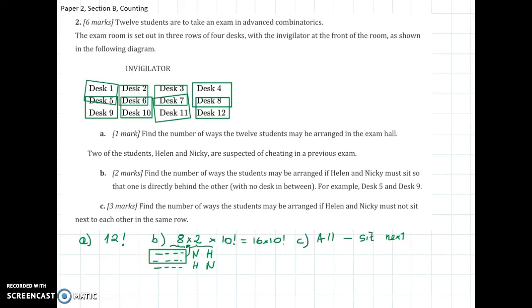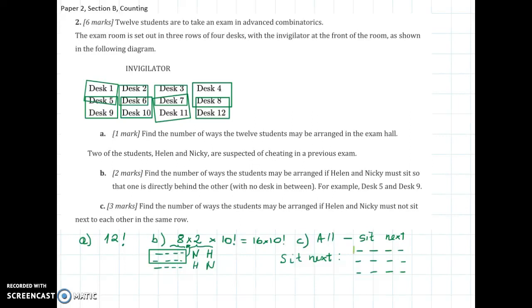So we don't want them to sit next to each other, so we subtract those from all the possible ways of arranging them that we already found in part A. So we need to find how many ways we can sit them next to each other. Well, again, let me draw 1, 2, 3, 4. That's the first row. Then 5, 6, 7, 8, 9, 10, 11, 12. Those are the desks.